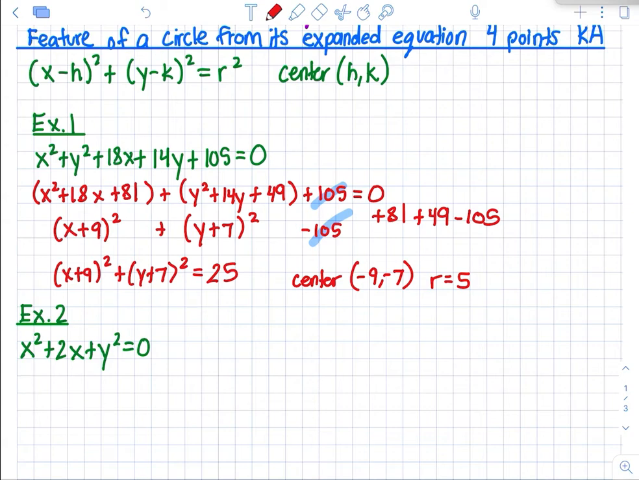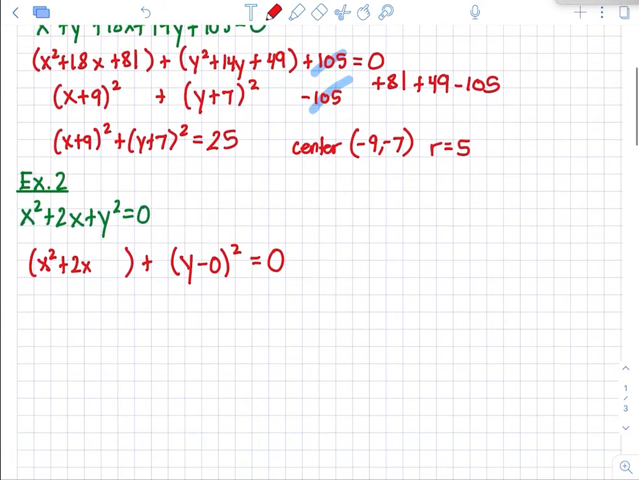So let's separate. So I got x squared plus 2x, and then leave some space, plus, now does everyone see that there is no y variable to this y squared? So we can automatically just make that look like the formula right here, which is y minus 0 squared is equal to 0. I did that because there's no y variable, so we don't need to complete the square since it's already in complete the square form.